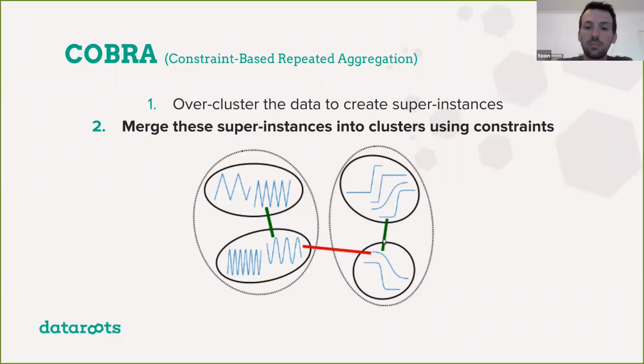From these three pairwise constraints that we have, we can derive all the other pairwise constraints between the super instances. So we know all the relations we need to know. Our clustering is finished at this moment. So this is the COBRA clustering procedure, the basic idea behind the COBRA clustering procedure.